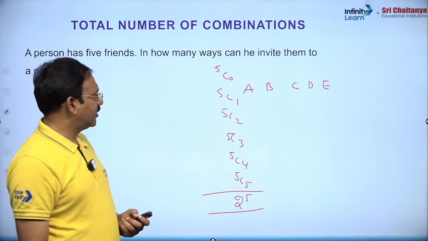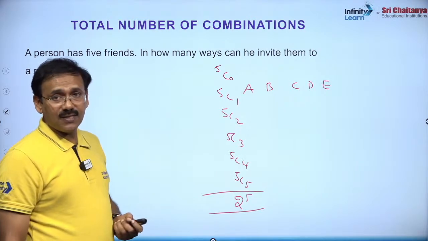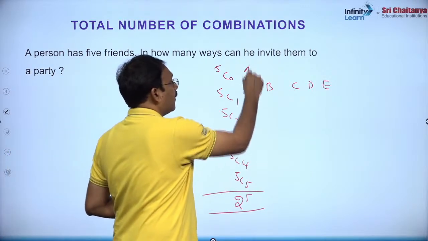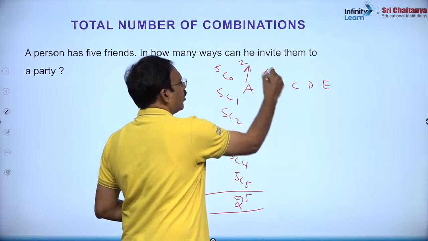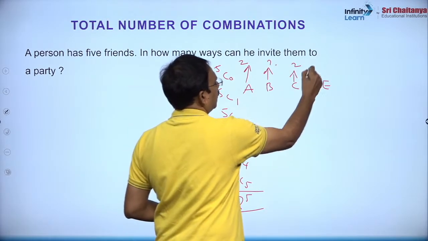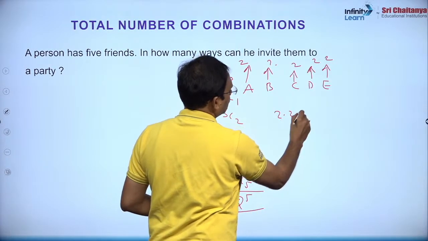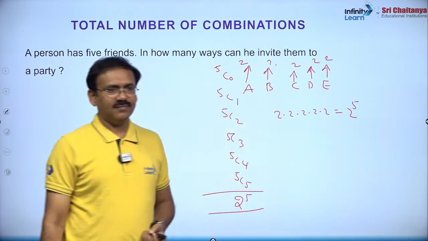2 power 5 is the total number of selections, right, my dear friends? Yeah. Then you can answer the same question like this: A may or may not be selected, right? 2 ways, B also, C also, D also, E also. You can write 2 multiplied 5 times, the answer is 2 power 5, right?